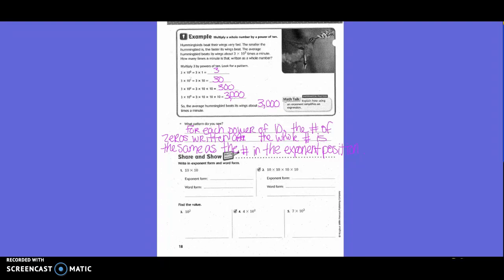All right, so share and show, write in exponent form and word form. So they have 10 times 10. So what would we write that in as the exponent form? We for sure have 10, right? Okay, so we put 10, and then how many zeros do you see? 2. So now we have it in exponent form. How would we see that in word form? We would say 10 to the second power, or we could say the second power of 10.